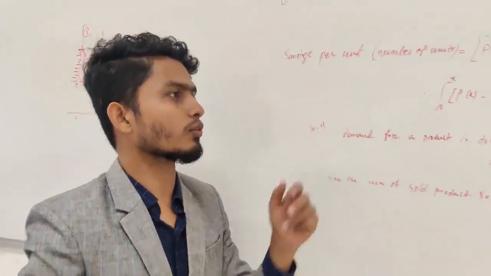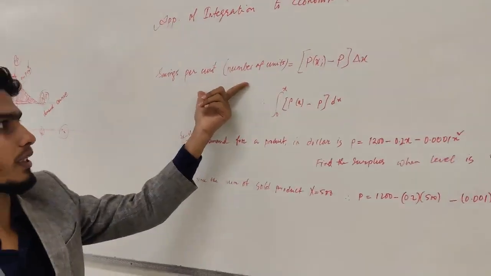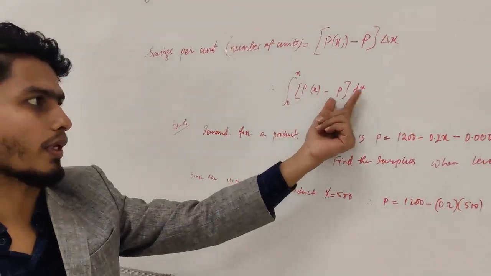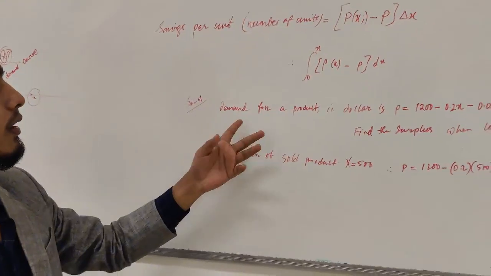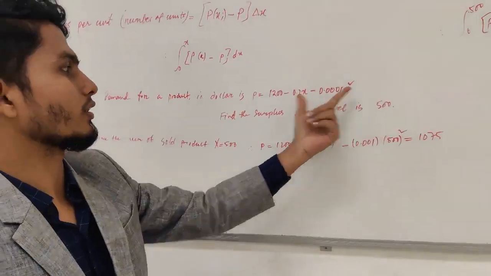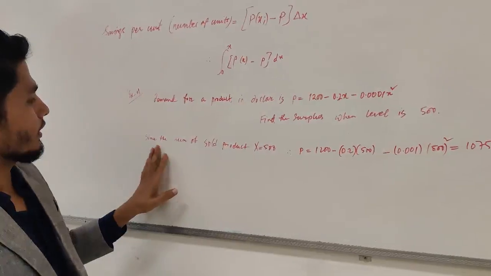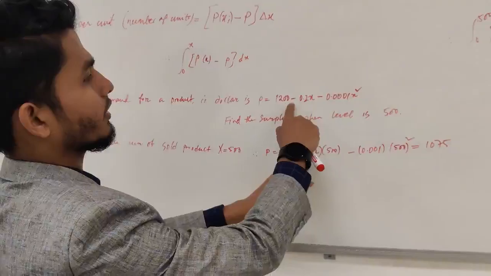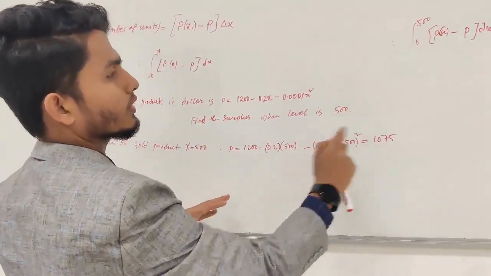Okay, let's look at one example. Savings per unit times the number of units gives this equation. Normally we write the integral from 0 to x of the demand curve minus the price. If you integrate, you will find the total consumer surplus. For example 1, the equation is 1200 minus 0.2x minus 0.1x squared. Find the surplus when the level is 500. Since the number of sold products is x equals 500, you substitute x equals 500 in this equation and you will find 1075.